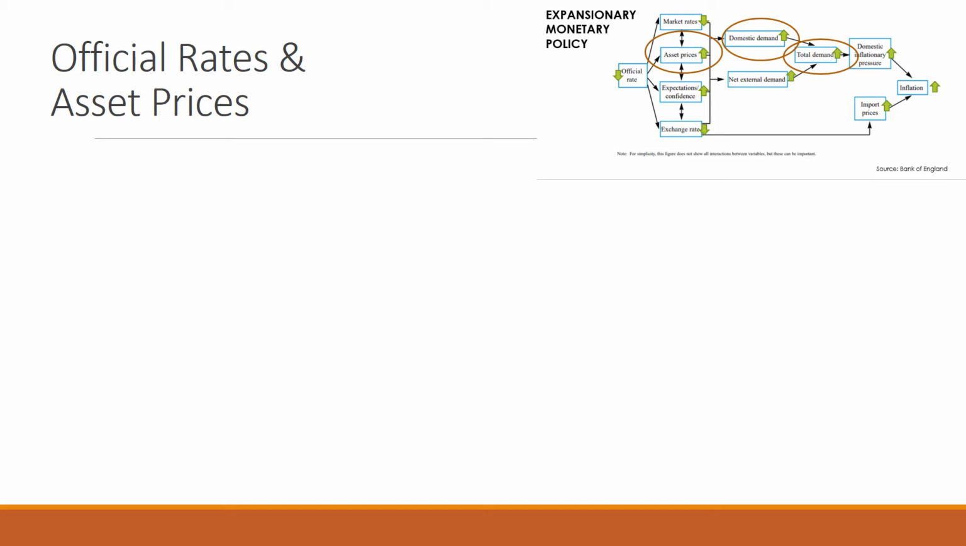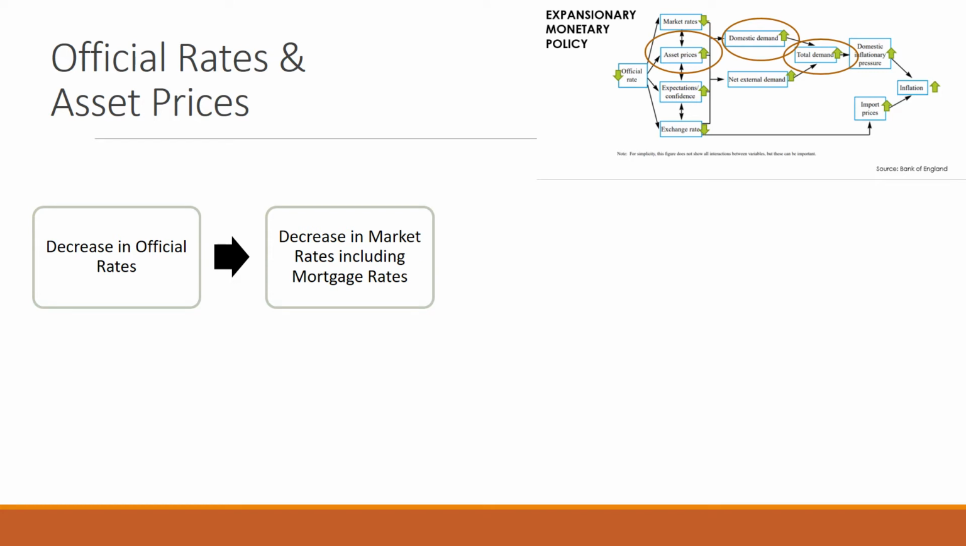related: house prices. As mentioned in the previous slide, a fall in official rates will lead to a fall in market rates, meaning that interest rates on borrowing, which includes mortgage rates, will also fall. Mortgage rates are the interest payments on loans for house purchases.